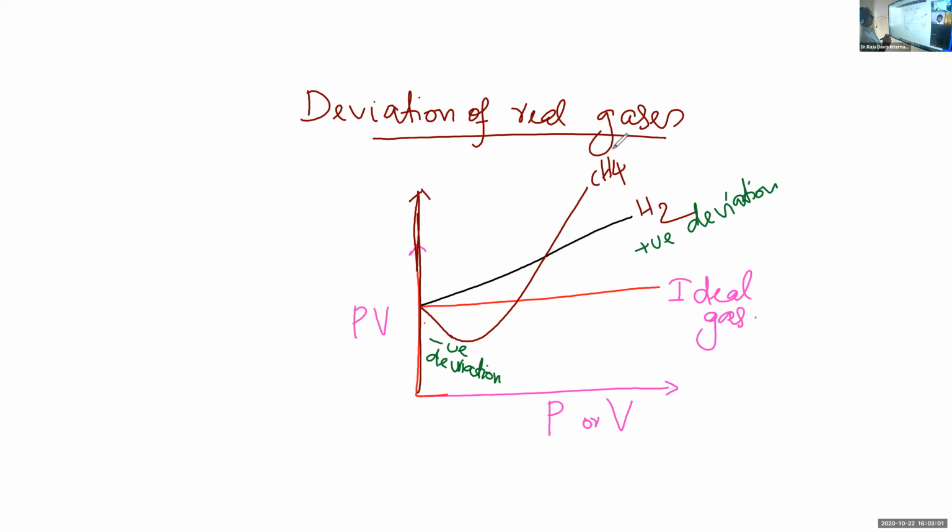And what is the reason for this deviation? This deviation is mainly due to two wrong assumptions in the kinetic theory of gases. You will study this in physics. It is not included in the present chemistry syllabus. It was there in the syllabus, but presently it is not there.